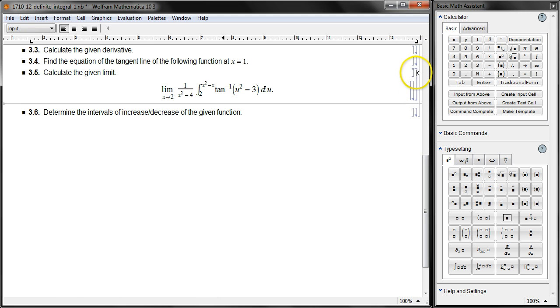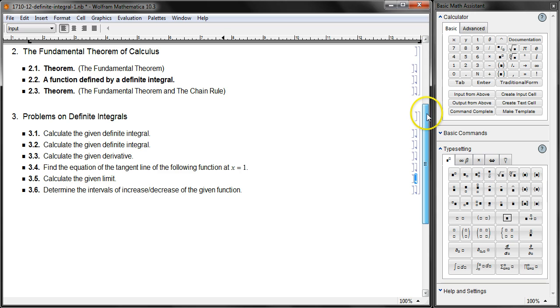Okay, finally the hardest problem. Determine the interval of increase and decrease of the given function, and it's given as an integral. Now, how do you determine intervals of increase and decrease? Find out the derivative and then find out the sign of the derivative. Positive derivative, increasing, negative derivative, decreasing. So that's what you have to do.